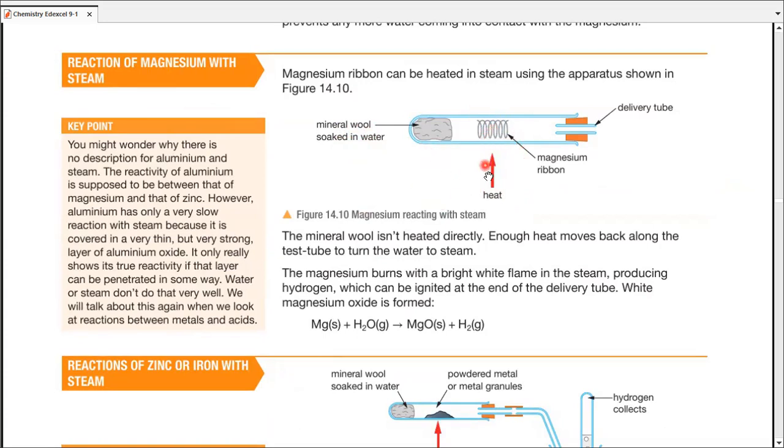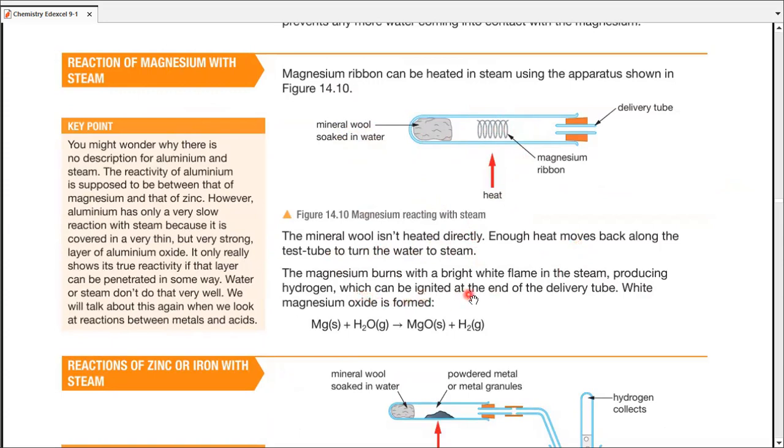Even if we heat the magnesium ribbon, some of this water would get heated and would come in contact with this red hot magnesium. And that's how the reaction is going to go. Now, the mineral wool isn't heated directly. Enough heat moves back along the test tube to turn the water into steam.